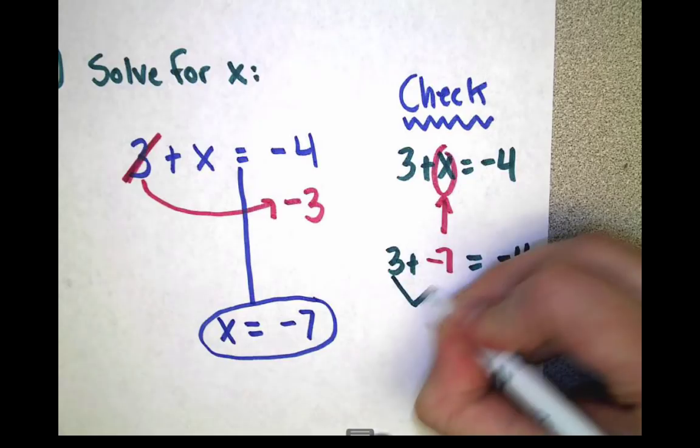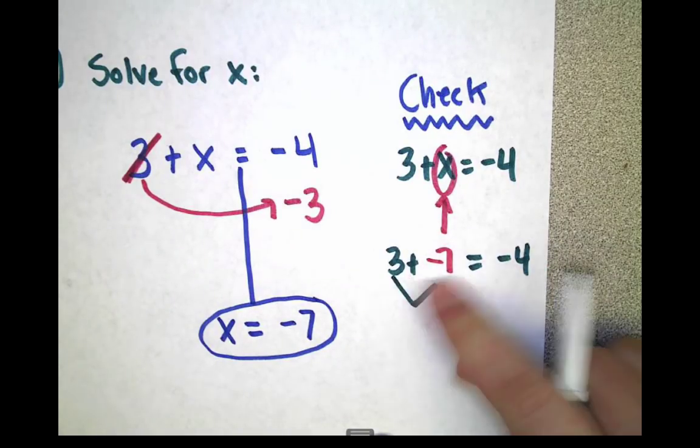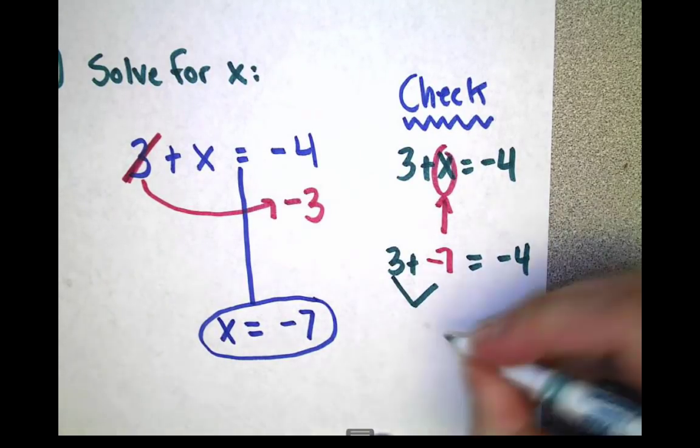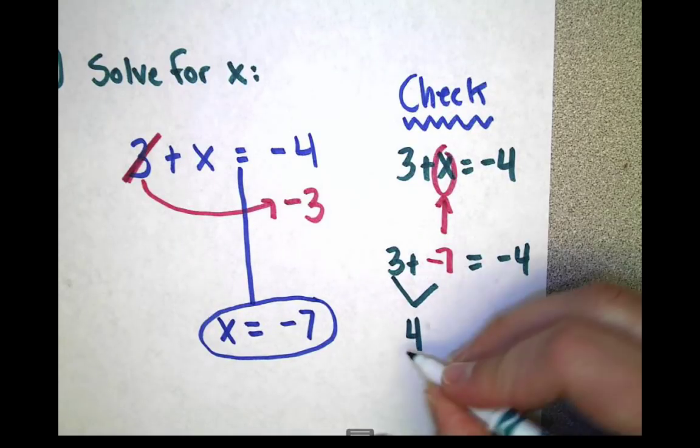Okay, 3 plus negative 7. Well, I see different signs. So different signs subtract. 7 take away 3 is 4. The bigger one is 7. It's a negative.